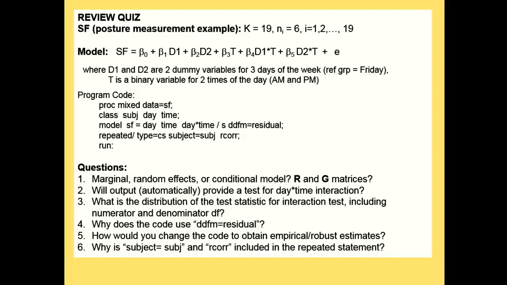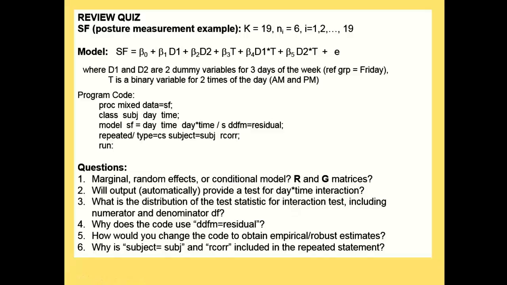Distribution of the test statistic for the interaction test. It's an F statistic, okay? What's the numerator degrees of freedom? This is a test for, what are we testing? Interaction. The numerator degrees of freedom is 2.